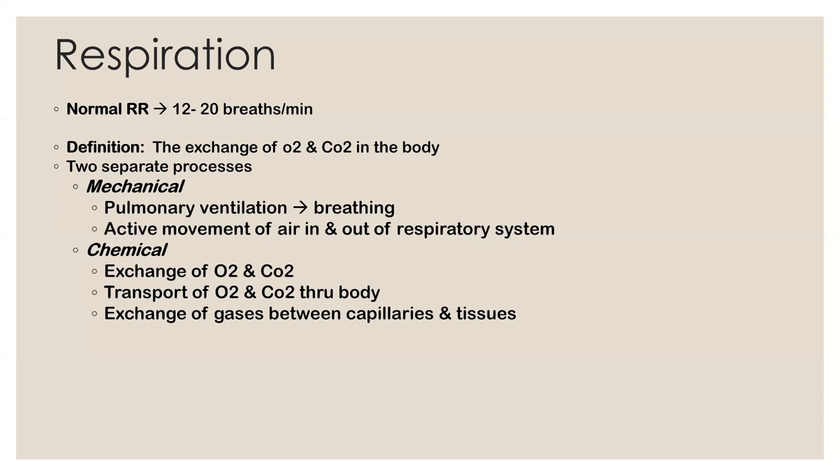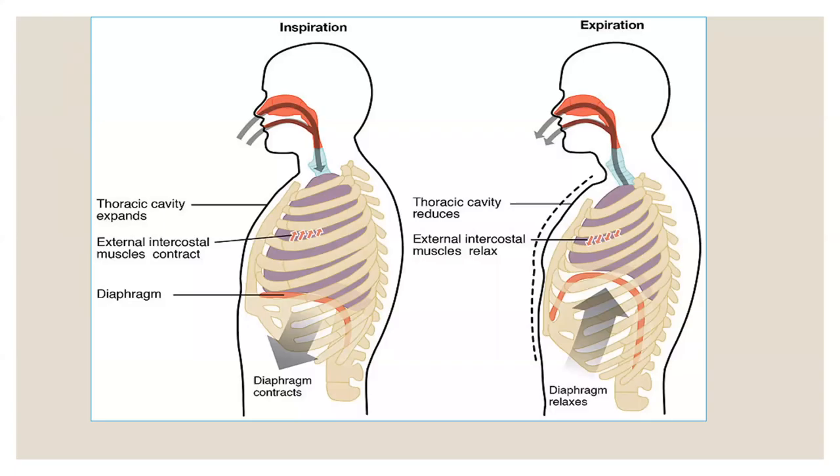So external respiration is the exchange of oxygen and carbon dioxide between the alveoli, remember, the little sacs in the lungs, and the pulmonary blood supply. It includes gas transport: the bloodstream taking the oxygen where it needs to go, and taking the CO2 where it needs to go to get exhaled. And then internal respiration is the exchange of these gases between the capillaries and the body tissue cells.